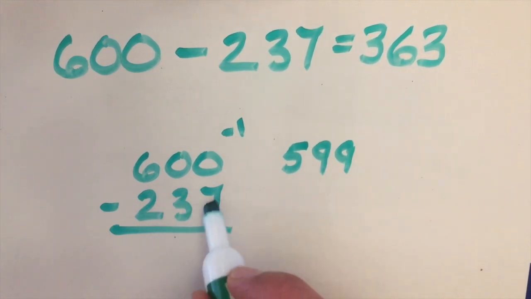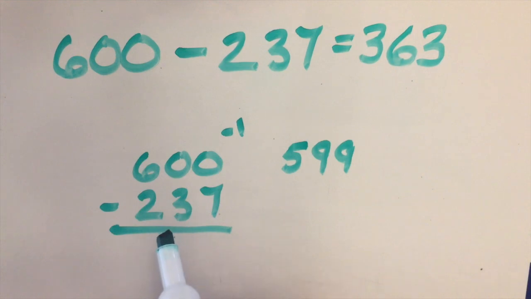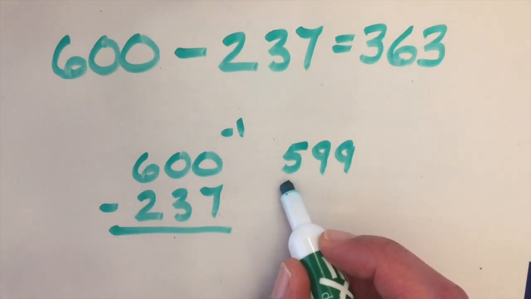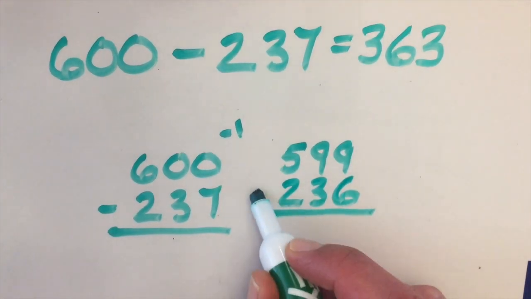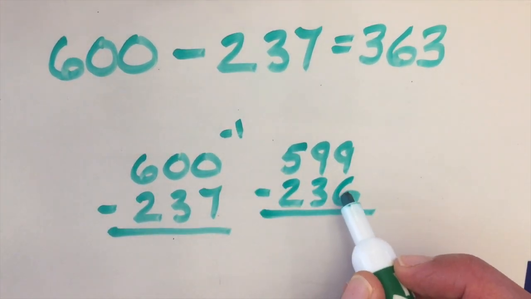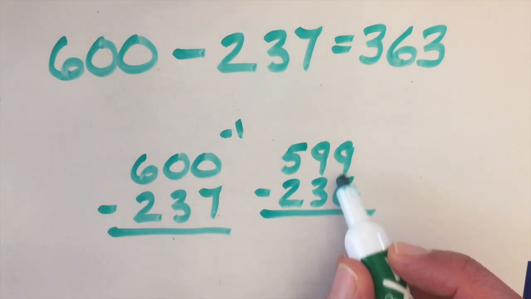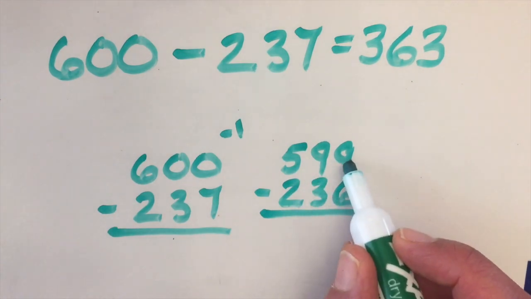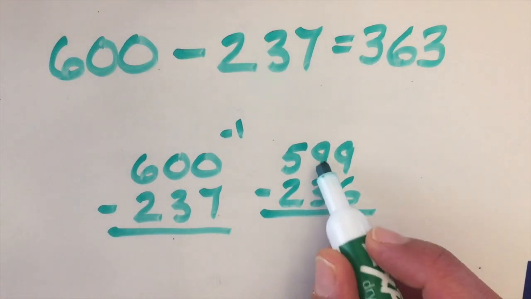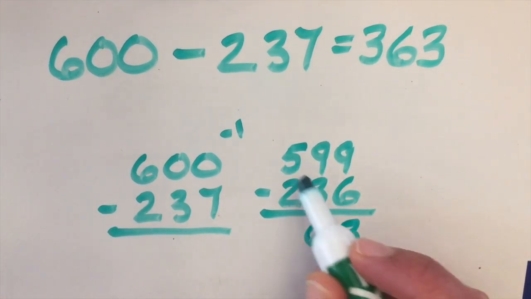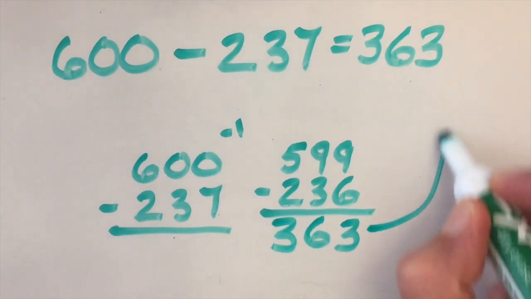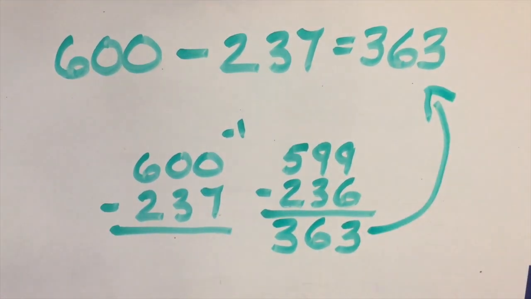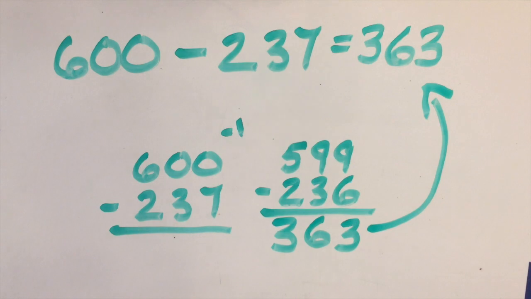So if I subtract 1 from 237, that would be 236. And now we can subtract, and we're always going to have the top number bigger than the bottom number, so the subtraction can always work. 9 take away 6 is 3. 9 take away 3 is 6. 5 take away 2 is 3. And if you look, same answer we got by using our number line earlier.